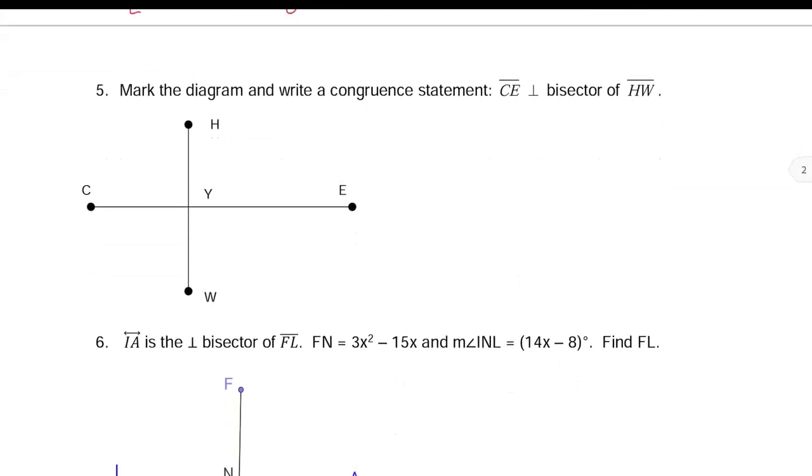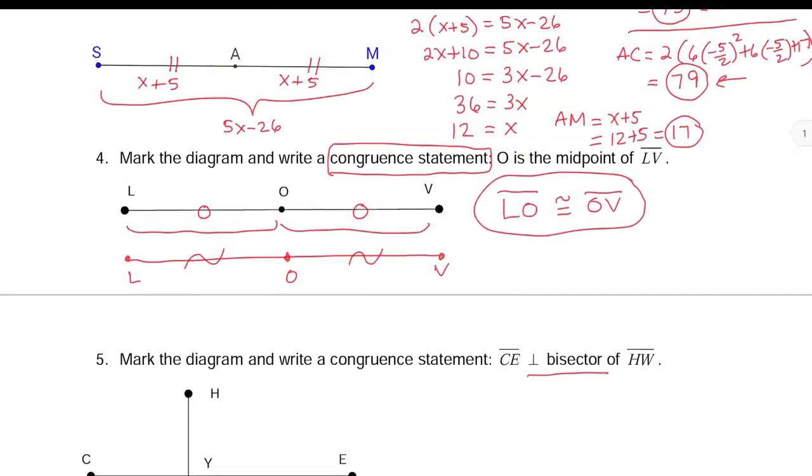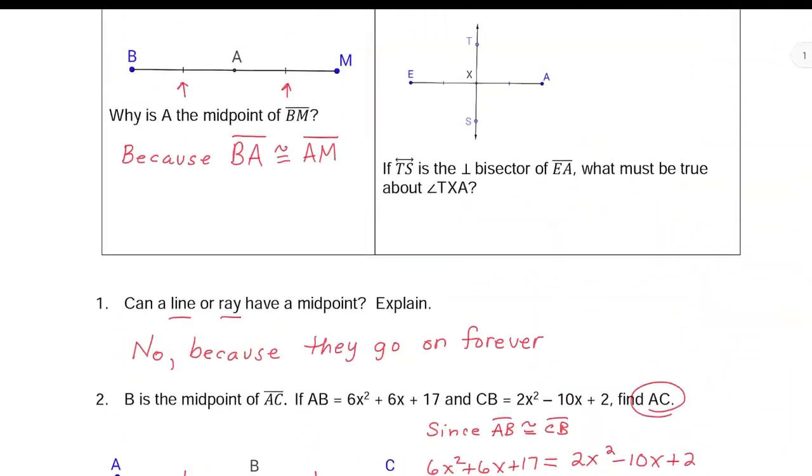The next problem has to do with a perpendicular bisector. So I'm going to go back to the top and read about perpendicular bisector.